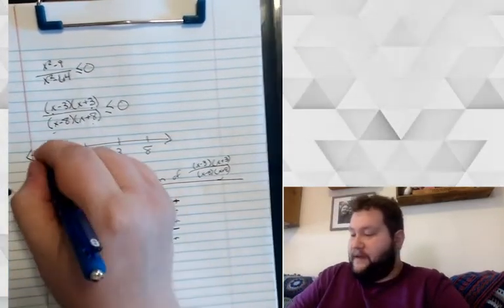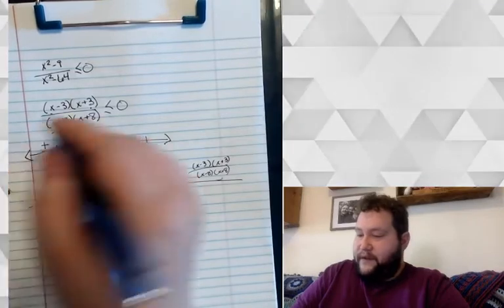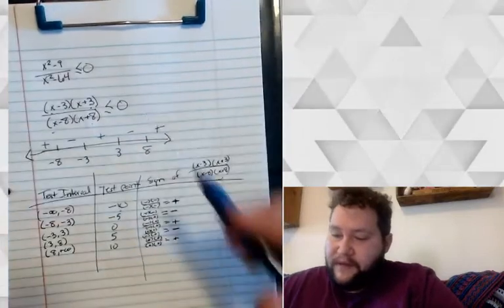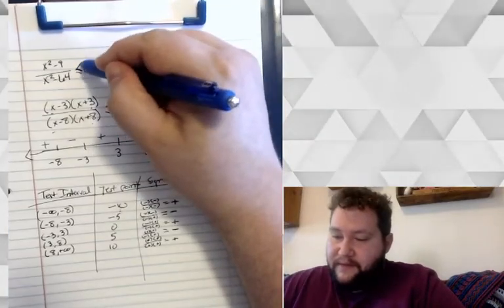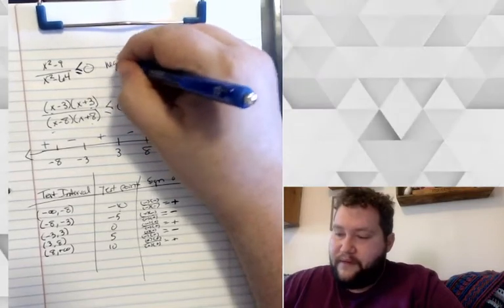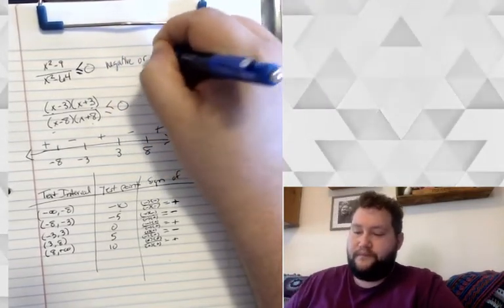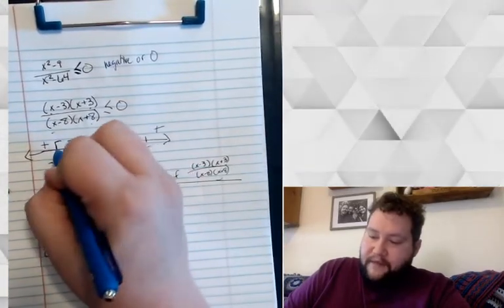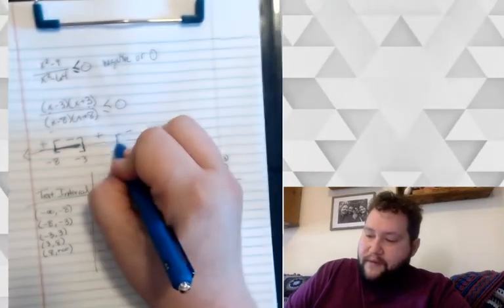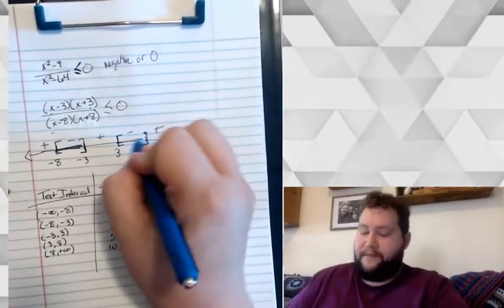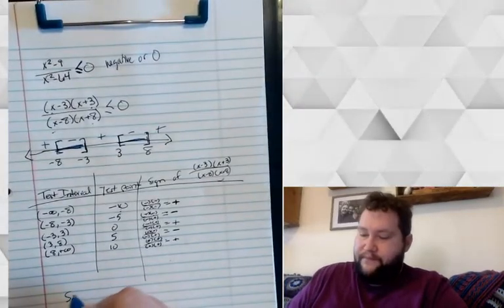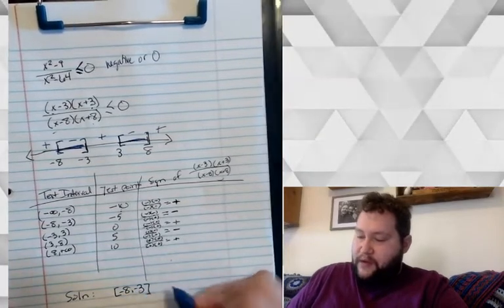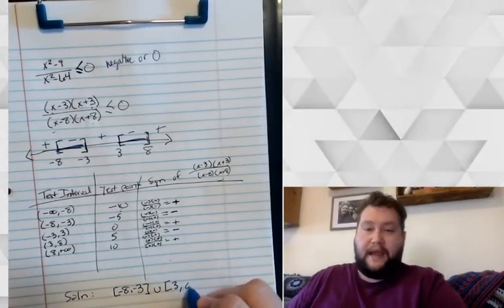So we go up here: positive, negative, positive, negative, positive. And this says we want to know when it's less than or equal to 0, so negative or 0. So we can include our zeros this time. It's negative in between. So our solution set is negative 8 to negative 3, union 3 to 8.